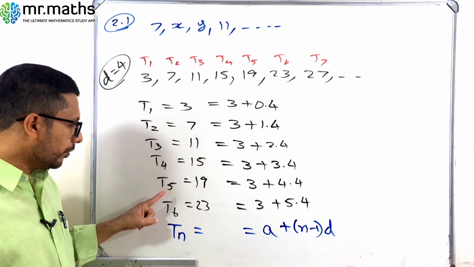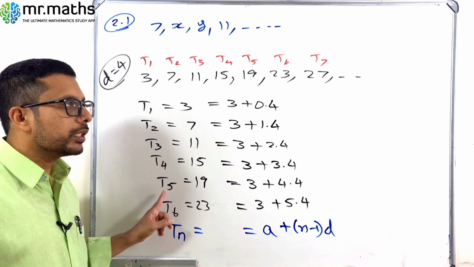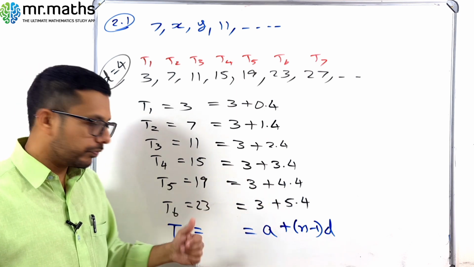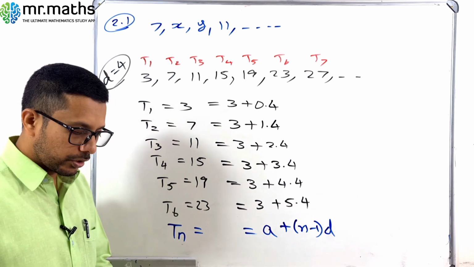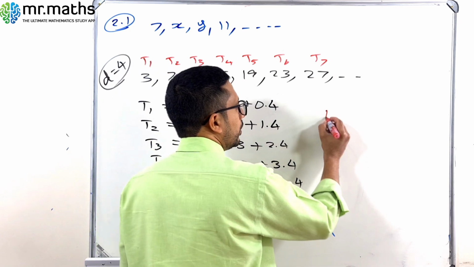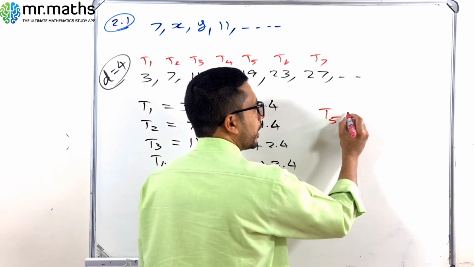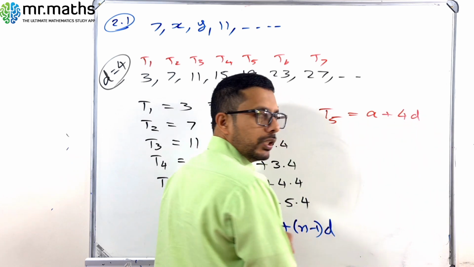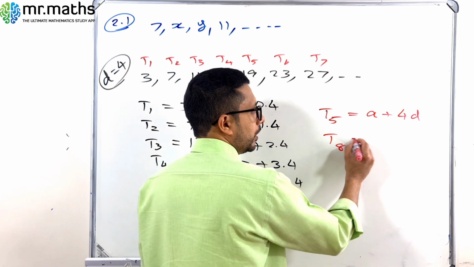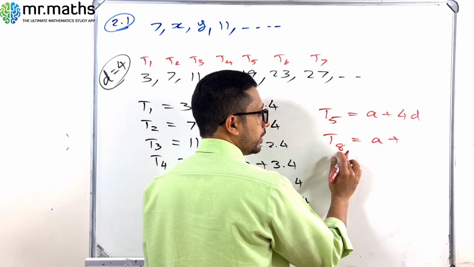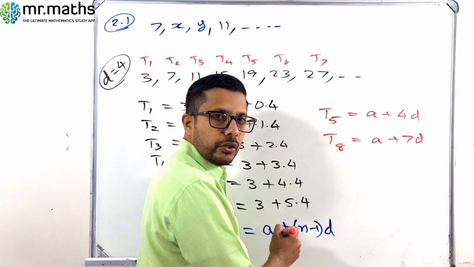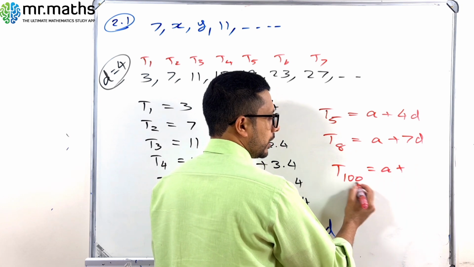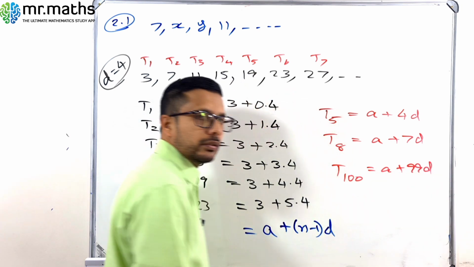So if you want to find the fifth term, what you have to do is first term a plus 1 less than this fifth term, that means 4d. Generally, look at how I am going to write. For example, to find the fifth term: a plus 1 less than this one, 4 into d. For the eighth term, first term plus 1 less than this one, that is 7d. If I want to find the 100th term, first term a plus 99d. You understand, guys?